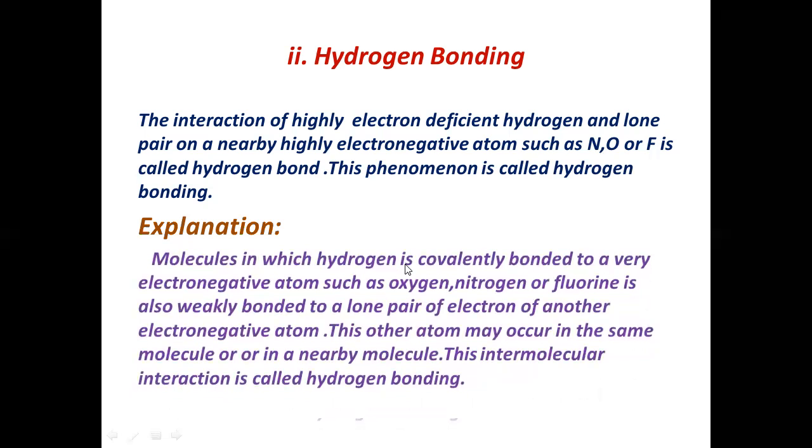Molecules in which hydrogen is covalently bonded to a very electronegative atom, such as oxygen, nitrogen, or fluorine, are also weakly bonded to a lone pair of electrons of another electronegative atom. This other atom may occur in the same molecule or in a nearby molecule. So this intermolecular interaction is called a hydrogen bond. It means that one water molecule can make a hydrogen bond with another water molecule, or with ammonia or hydrogen fluoride as well.